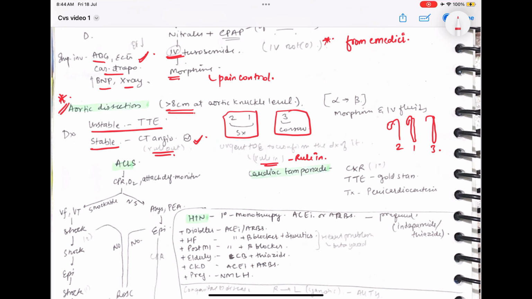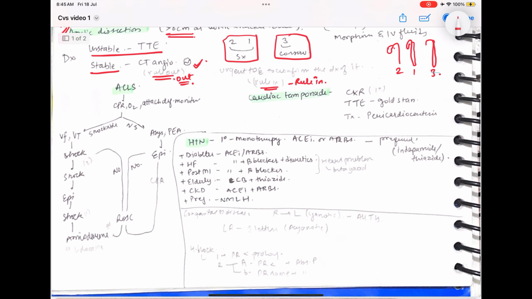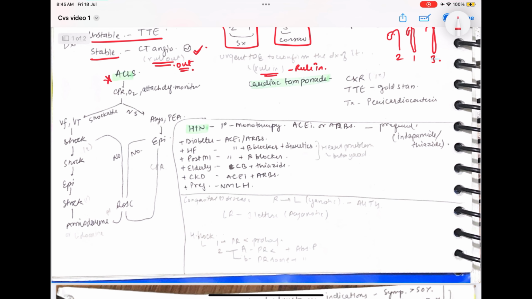Now for the ruling in approach, we'll have to do urgent transesophageal echocardiography. This is for ruling in, and then for the treatment, we'll have to give alpha blockers and then beta blockers. This is a conservative therapy, and then definitive therapy, we know that we'll have to do a surgery for it. That's it for this.